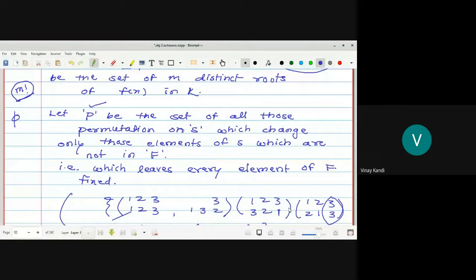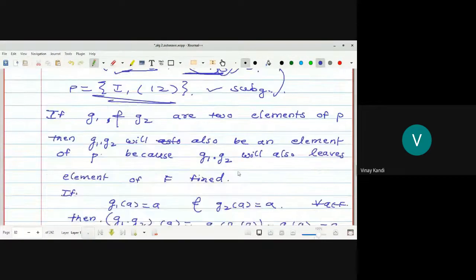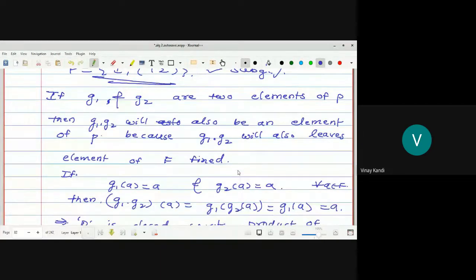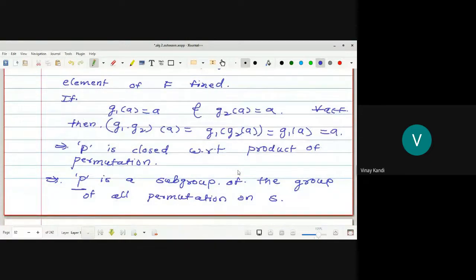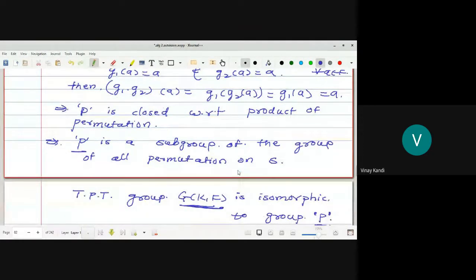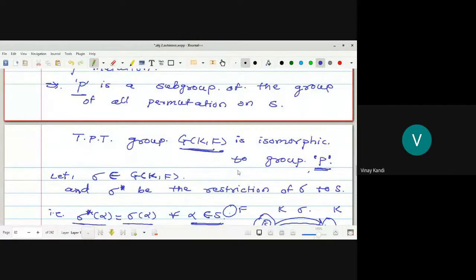Okay. Now, if g1 and g2 are two elements of P, then the composition g1 composed with g2 is also an element of P, which leaves the elements of F fixed. Hence, P is closed with respect to the product of permutations, and we showed that P is a subgroup of the group of all permutations on S. Now, we have to show that this G(K,F) is isomorphic to the set P.